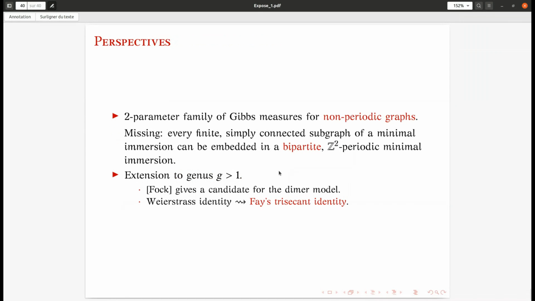And so what we plan to do now is to go to higher genus. A lot of information is given in Fock's paper. He has the candidate. We have to handle positivity, and we have to learn more algebraic geometry and Riemannian geometry to understand how the theta functions work in higher genus. So there's some more work, but I think that a lot of the work has already been done in the genus 1 case. So this is our plan, and the Weierstrass identity is then replaced by the Fay trisecant identity.